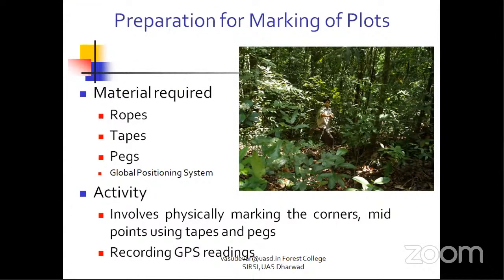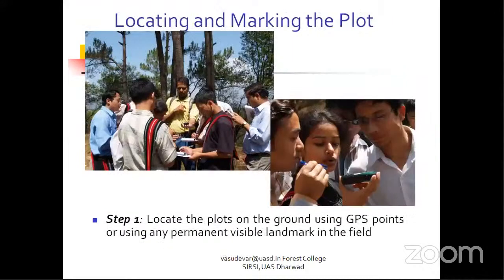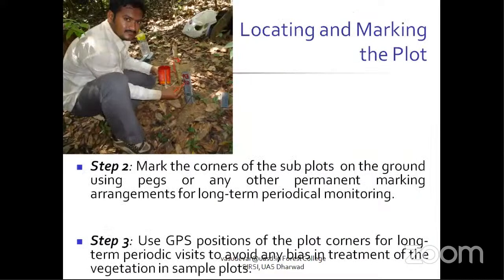All that you require is rope, tape, and pegs, and the activity involves very physical work of marking the corners using a peg and then recording GPS readings, etc. So first, you need to locate the plot wherever you are marking your first plot. The starting point has to be located using GPS, and any other permanent visible landmark on the field has to be looked into. Second, mark the corners of the subplots on the ground using either aluminum pegs or very solid rock pegs like this. And then at every sub corner, the GPS readings can be taken so that you will not miss out.